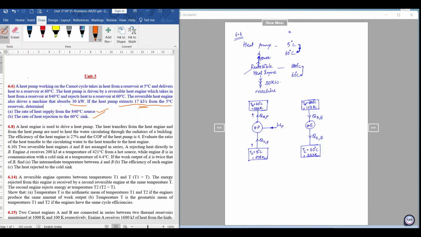సో ఇక్కడ ఇదేంటి, ఈ హీట్ తీసుకొని రిజెక్ట్ చేసేటప్పుడు దిస్ ఈస్ పెర్ఫార్మింగ్ సమ్ వర్క్, డబ్ల్యూ ఆఫ్ ఇంజన్. సో ఈ రెండు పోతే మనకి ఇక్కడ ఏం అడిగాడు, ఇంకోటి మెషిన్. ద రివర్సిబుల్ హీట్ ఇంజన్ డ్రైవ్స్ ఏ మెషిన్ అన్నాడు. ఇక్కడ చూడండి, డ్రైవ్స్ ఏ మెషిన్. సో ఈ మెషిన్ ఎంత తీసుకుంటుంది, 30 కిలోవాట్.